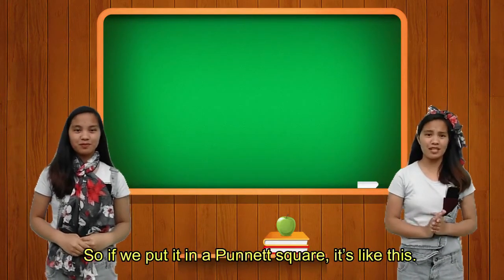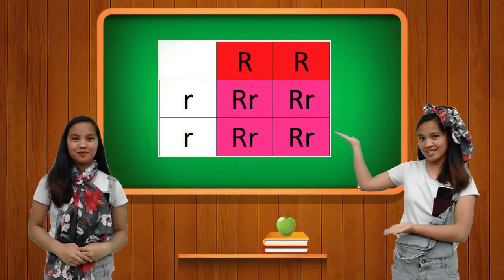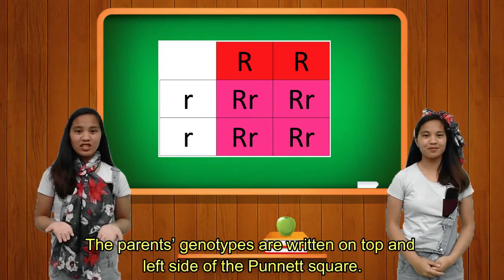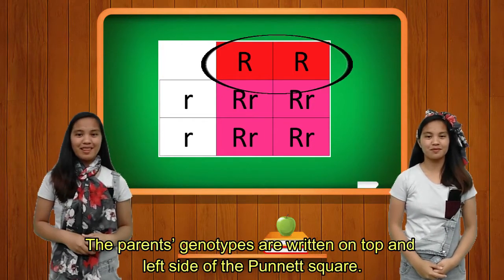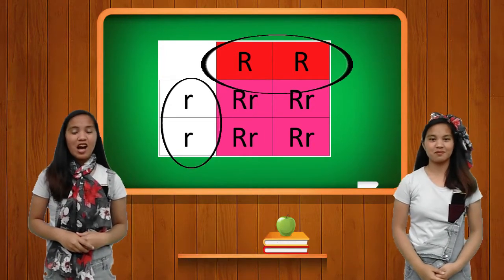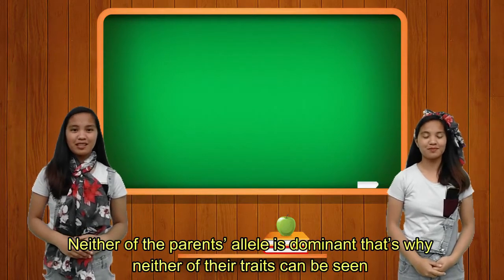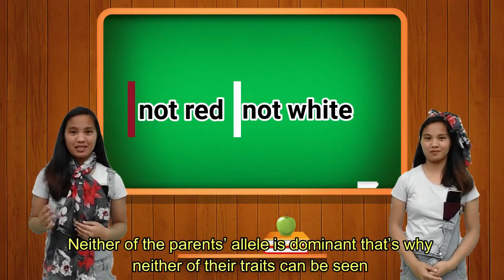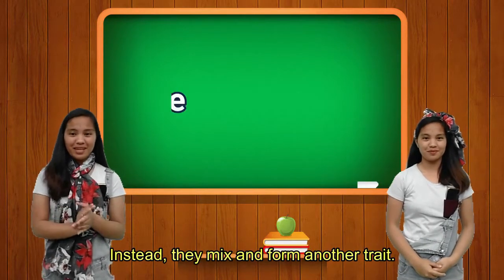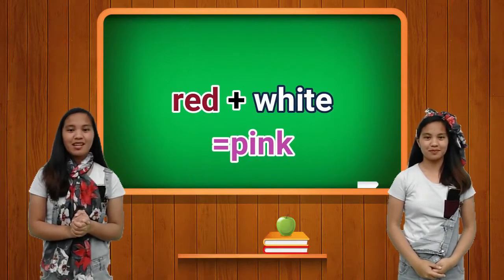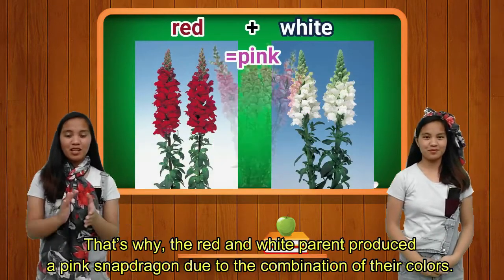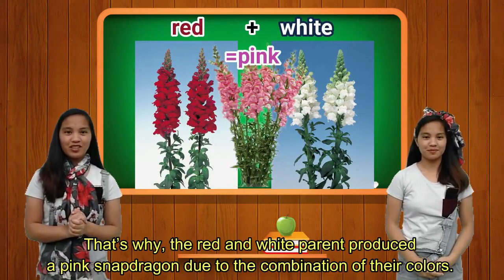So if we put it in a Punnett square, it's like this. The parents' genotypes are written on the top and left side of the Punnett square. However, neither of the parents' alleles is dominant. That's why neither of their traits can be seen. Instead, they mix and form another trait. That's why the red and white parents produce a pink snapdragon due to the combination of their colors.